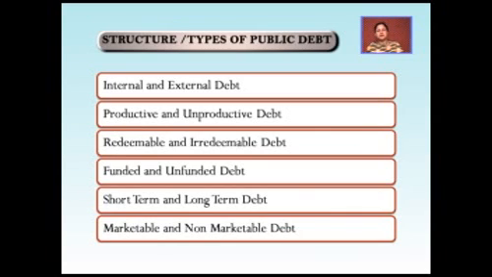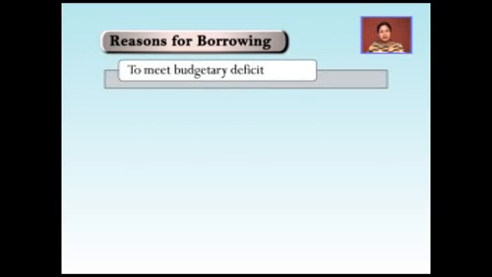Let's look into the reasons for borrowing. There can be different reasons for the government to borrow from the public. The first reason is to meet the budgetary deficit. The government borrows to meet its current revenue expenditure. If the income from various sources falls short of current expenditure, the government borrows for the short term. This is generally done by the underdeveloped or developing countries of the world.